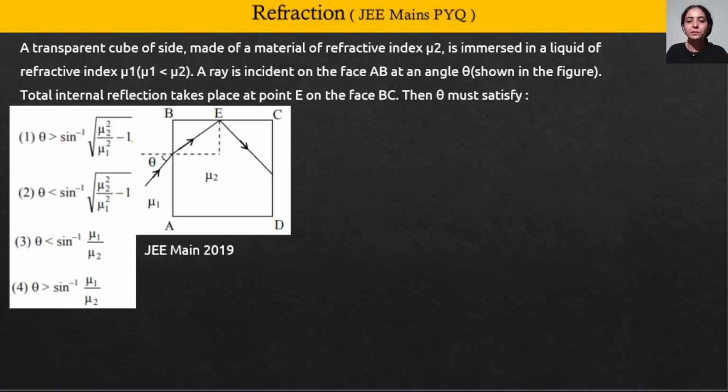Let us focus on this question. A transparent cube of side made of material of refractive index mu2 is immersed in a liquid of refractive index mu1.